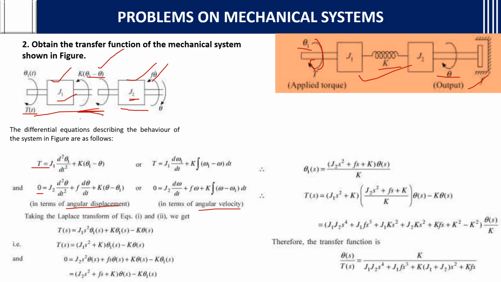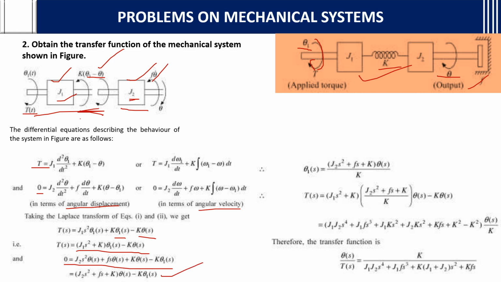Then taking Laplace transform, for the first equation you get T of S is equal to J1 S square theta 1 of S plus K theta 1 of S minus K theta of S. No, not plus. Why? Because it is minus only, because here it is K into theta 1 minus theta. So K theta 1 of S minus K theta of S, and you will take theta 1 of S common here. And for the second equation, 0 is equal to J2 S square theta of S plus F S into theta of S plus K theta of S minus K theta 1 of S. Again take theta of S common here.